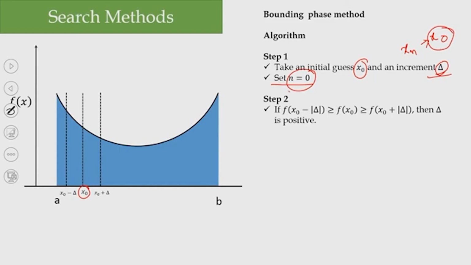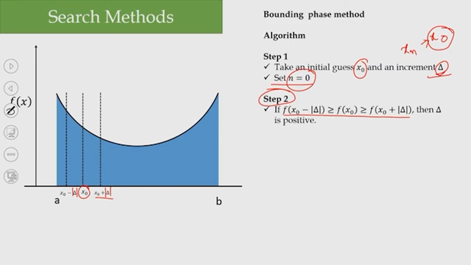Now, in step 2, what we are doing? We are checking this particular condition. We have taken 2 points. One is x naught minus delta, and one is x naught plus delta. One is on the left hand side, that is x naught minus delta, and one on the right hand side, that is x naught plus delta.